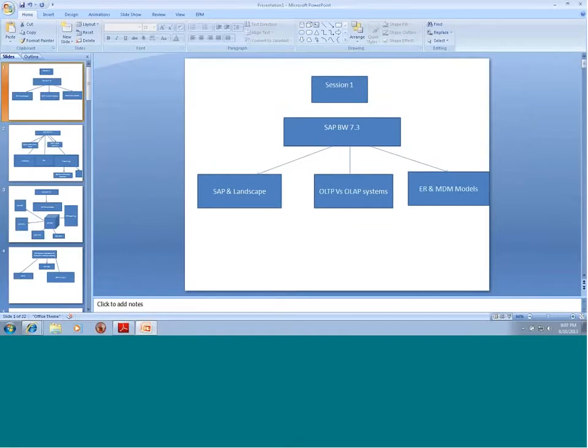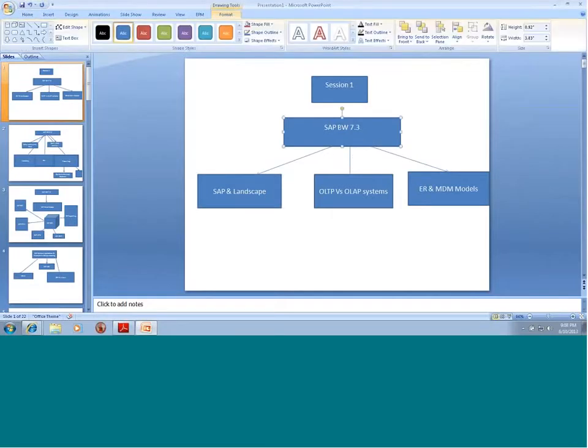As a BW consultant, everybody is expected to know what an SAP system is, what its landscape is, and how the SAP BW system can connect to the different objects in an SAP landscape. Any questions?